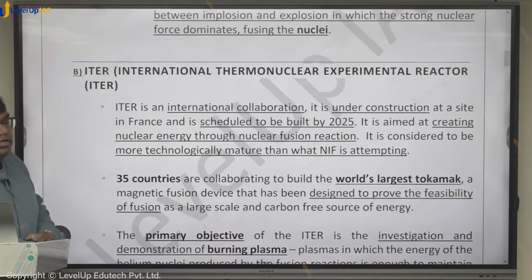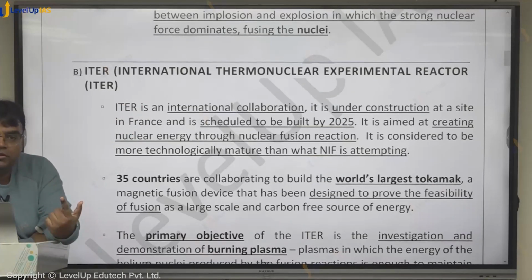International thermonuclear experiment reactor. What is being done here? Countries have come together to make a thermonuclear experiment reactor or a large tokamak. देखो, thermonuclear experiment reactor, thermonuclear मतलब fusion. Thermonuclear reaction is fusion reaction. Which kind of nuclear reaction is known as thermonuclear reaction? Fusion. We understand the reason for it?